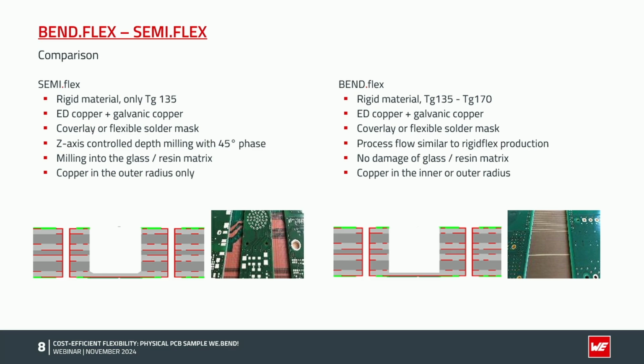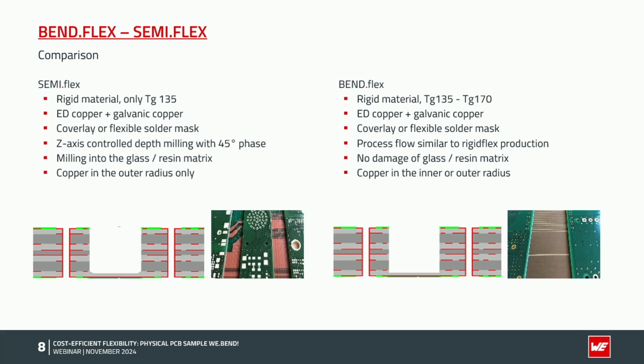As mentioned, for the semi-flex, we do a controlled deep milling in Z-axis with a 45-degree phase. The one difference to the bend flex is that with the deep milling, we mill into the glass and the resin matrix, so it will be damaged, and therefore it's only bendable for a few times, and only in one direction, so only with the copper on the outer radius.